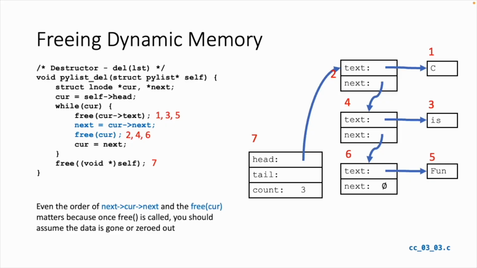If we take a look at the step of freeing the dynamic memory, if we have a head and we have a tail here, the first thing it's going to do is go to the L node that is the head, and the first thing that's actually going to be freed is the text, and then it's going to free the L node, then it's going to advance to the next L node, which has is, and it's going to free the is, then it's going to free the fourth thing, which is the second L node, and then it's going to advance to the third L node, and then it's going to free the fun, which is the fifth thing freed, and then it's going to free the last L node, and it'll notice that next is null, and so we're done with the three node list. And then the last thing we do is we free the PyList itself.